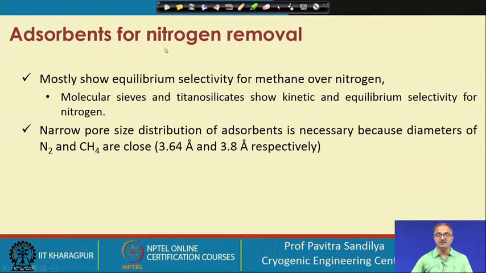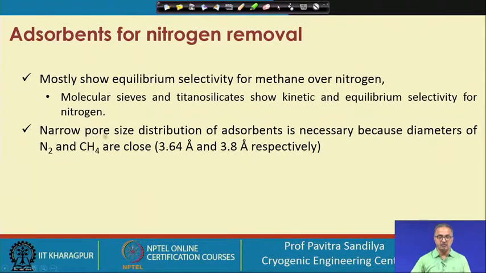Now, in case of nitrogen removal, what we find is that mostly the adsorbents show equilibrium selectivity for methane over nitrogen. That means methane is selectively taken up by the adsorbents. Of course, it depends on the type of adsorbent, but most of the adsorbents show more selectivity towards methane, that is, nitrogen is purged out while methane is retained. And molecular sieves and titanosilicate show kinetic and equilibrium selectivity for nitrogen. We shall learn in a while what kinetic and equilibrium selectivity are.